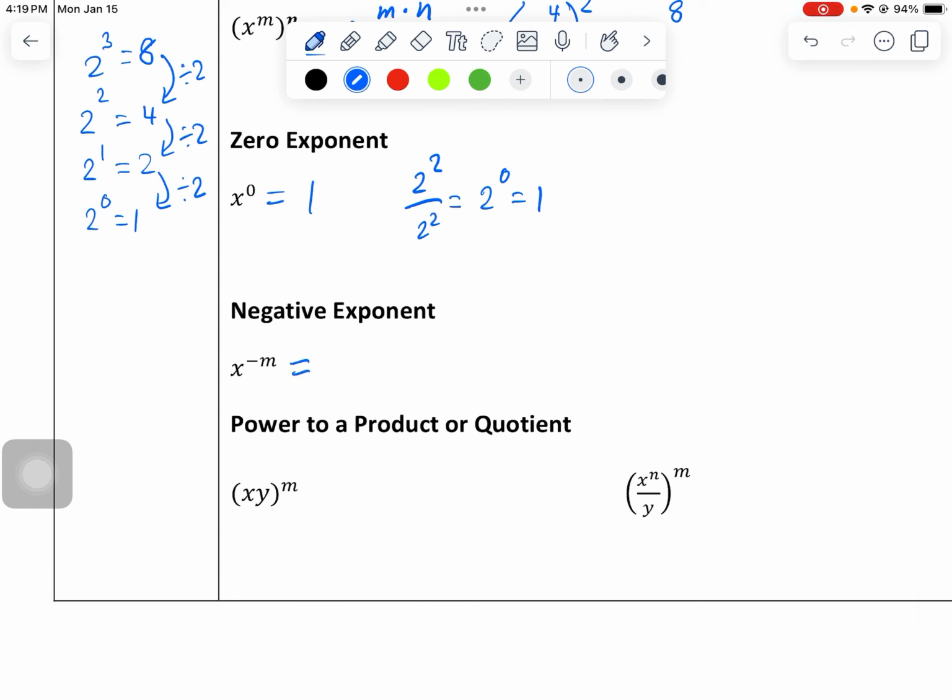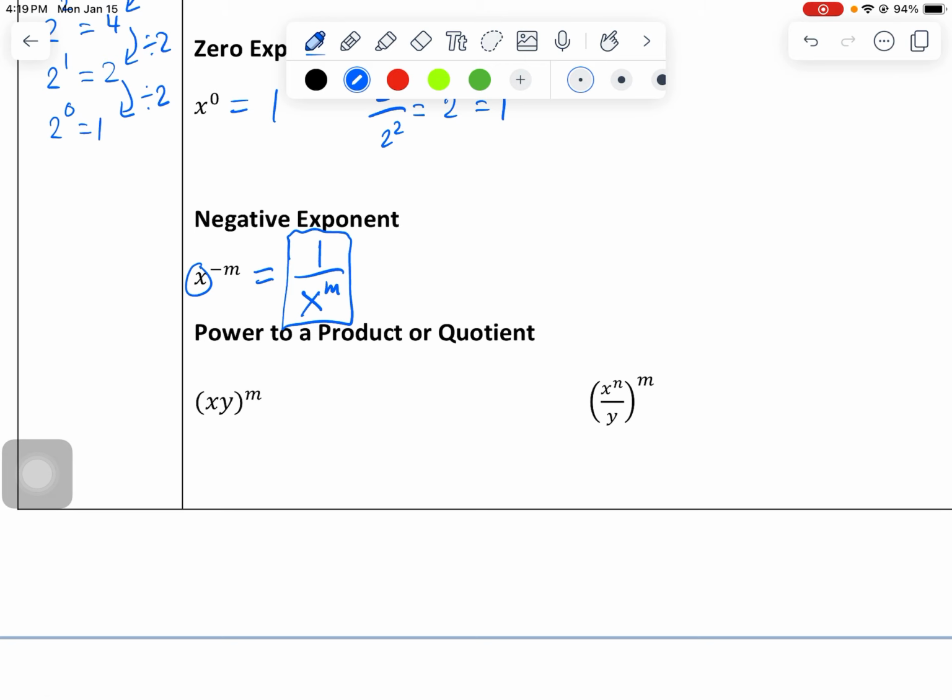Negative exponents, we saw this in the last lesson. What you do is you bring the entire base term to the bottom of a fraction, so it becomes 1 over x to the m power. Now I shouldn't say just the bottom, because you can have negative exponents on the bottom of a fraction, then they would go to the numerator. But in this case, it would just look like this.